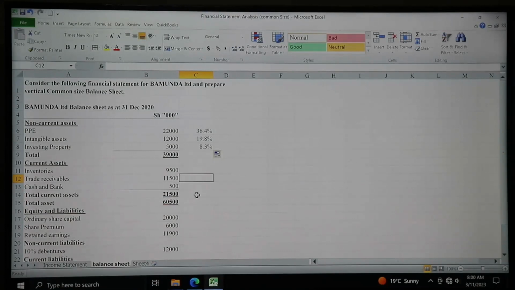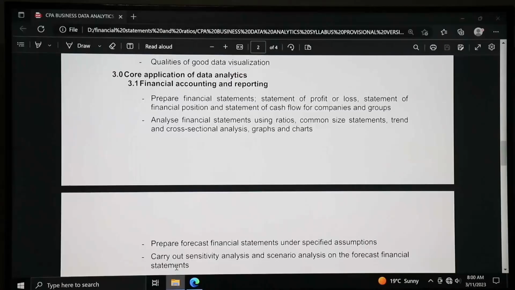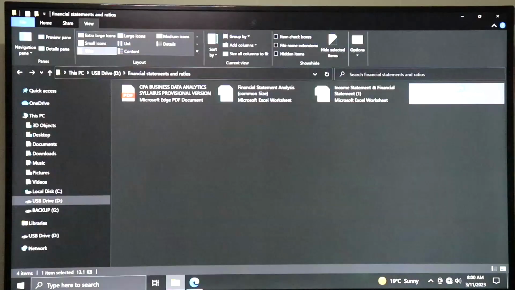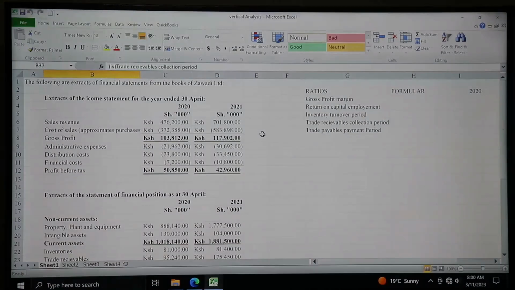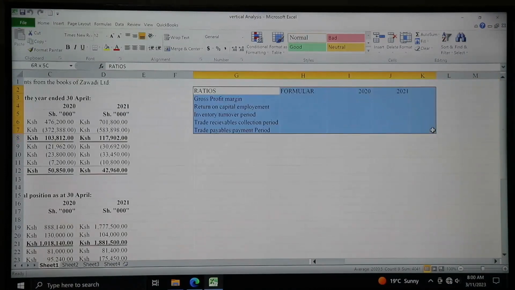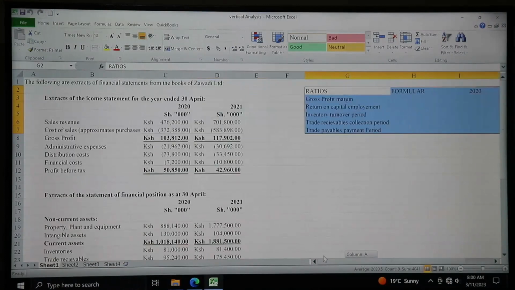So in that question, we are given an extract. This is how the equation looks like. Close this. And you're supposed to prepare this. You can decide to use your own way of doing it. I really prefer that when you are given such a thing, you should have it in a structured way. So you can actually copy or even do it from here. And then you compute the gross profit margin and the return on capital employed. So I want you to try those.